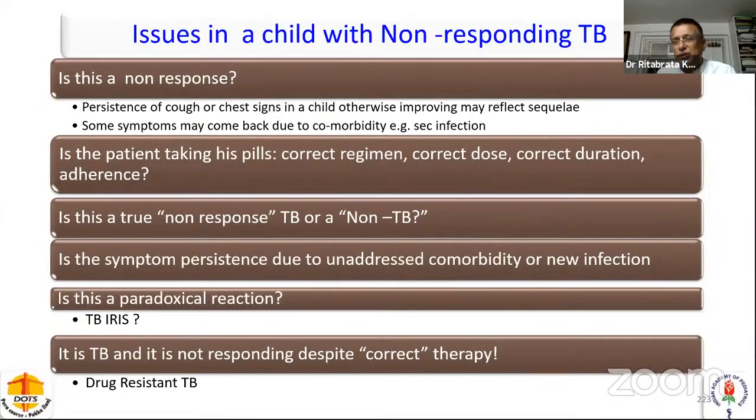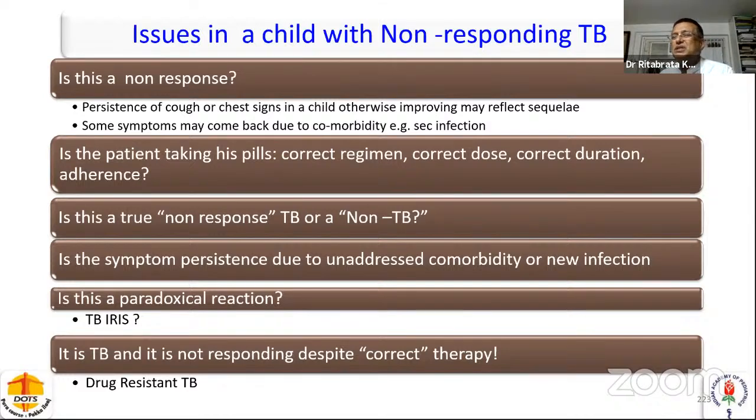So the most important thing when you monitor a case: if you find that the child is not responding, that is, the desired amount of improvement you expect, even after giving 4 weeks of therapy, is not there. So what do you do in case of non-responding TB? There are a few important questions to ask before you take a decision. First of all, is this a true non-response?